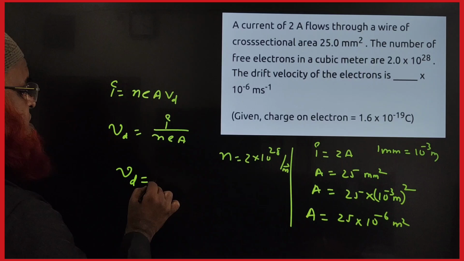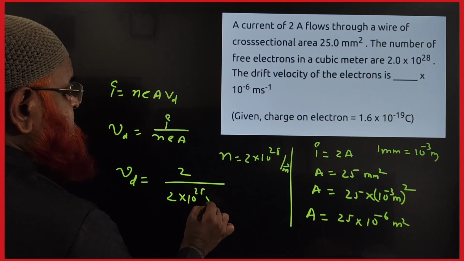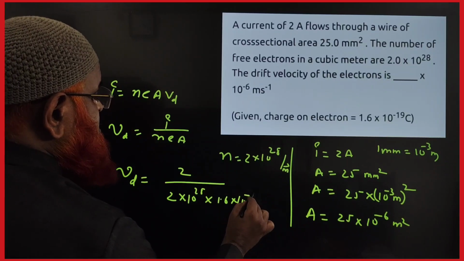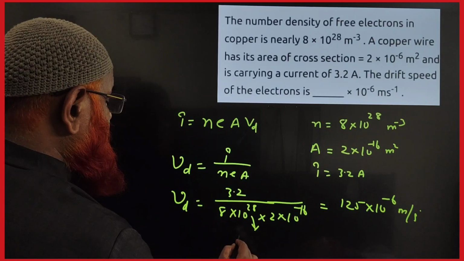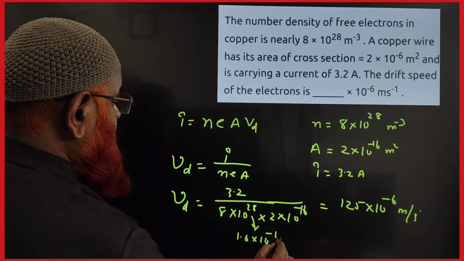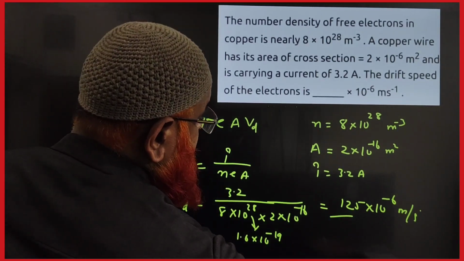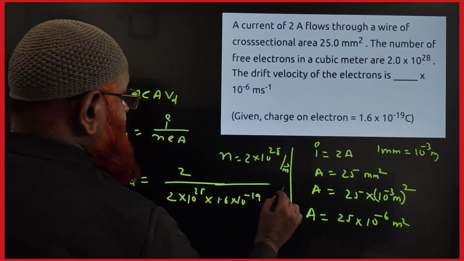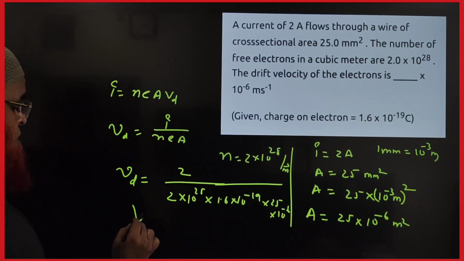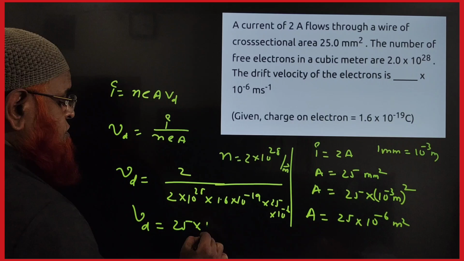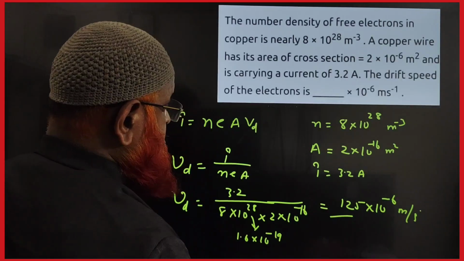So what is the I value here? That is 2 divided by N, which is nothing but 2 into 10 power 28, into E, which is 1.6 into 10 power minus 19. We forgot E here, so one more thing was missing, that is the E value 1.6 into 10 power minus 19, in NEA. Then you will get this value. After that, A is also given. What is the value of A? 25 into 10 power minus 6. If you calculate this one, you are getting the answer in meters per second.